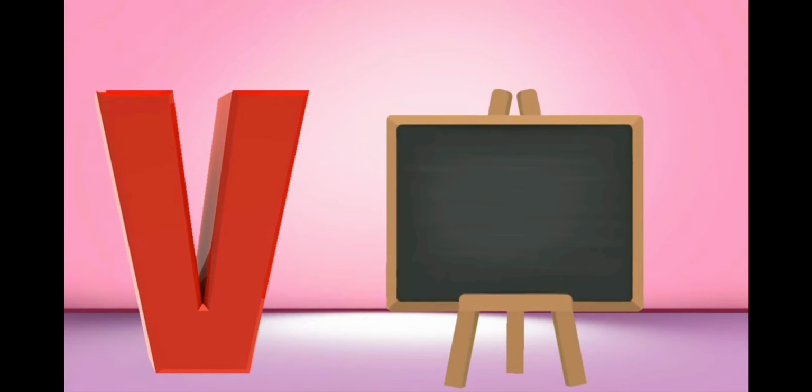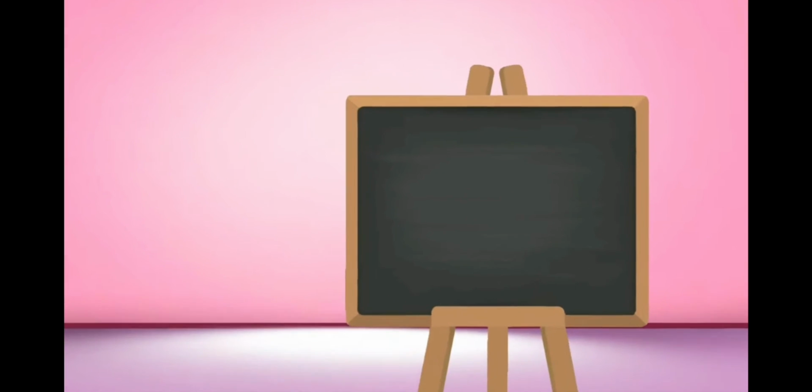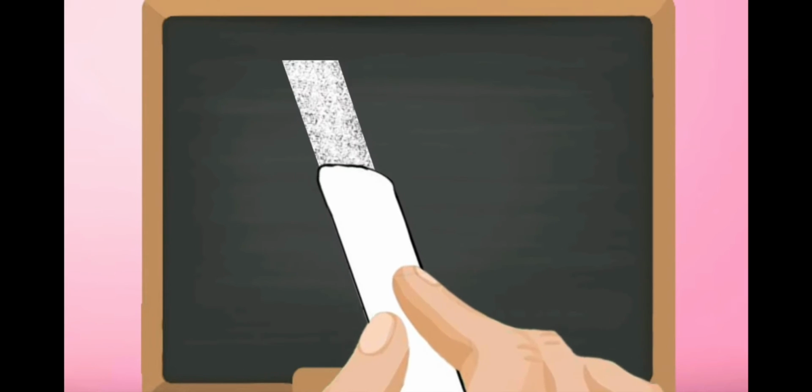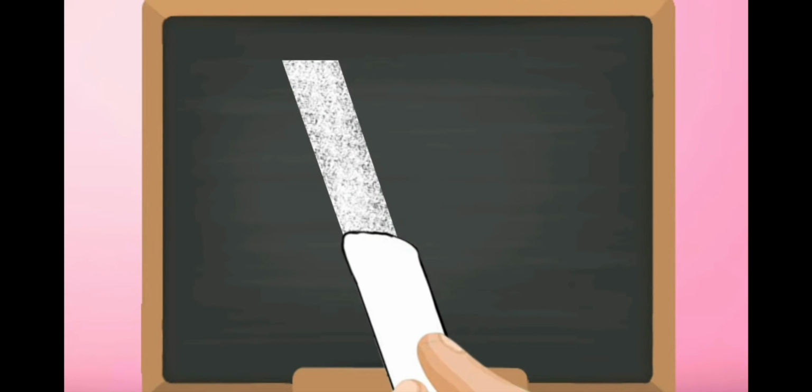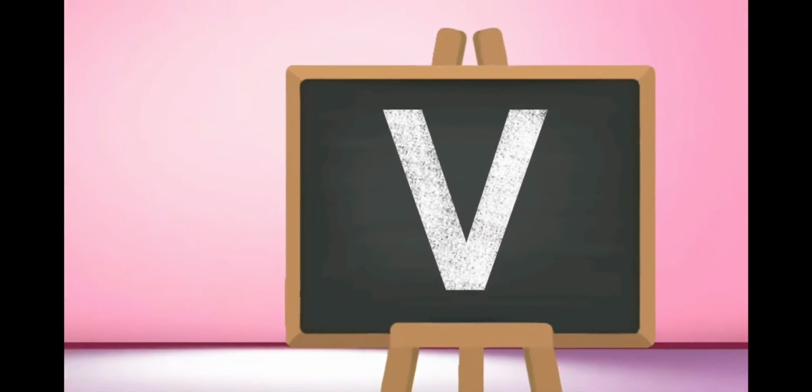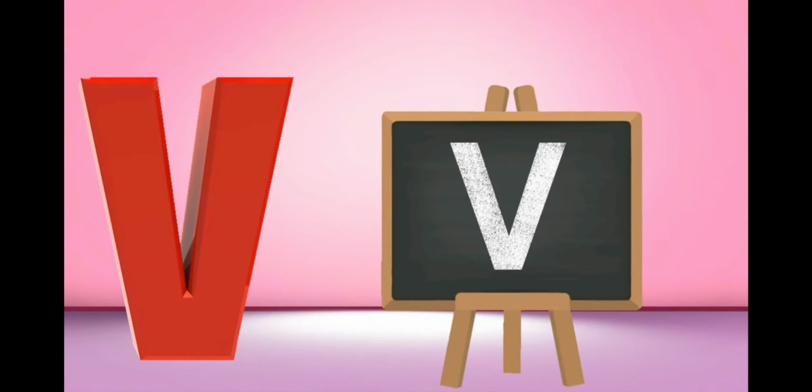V, capital V. Start from the top and draw a slanting line down to the right and then make a slanting line up to the right. Capital V.